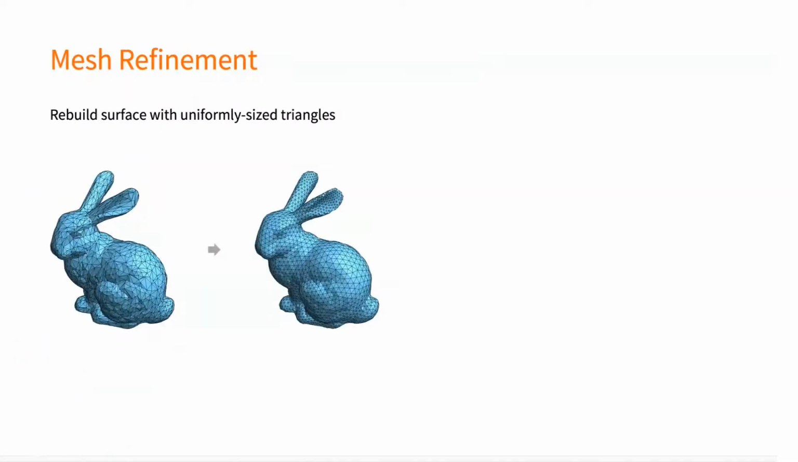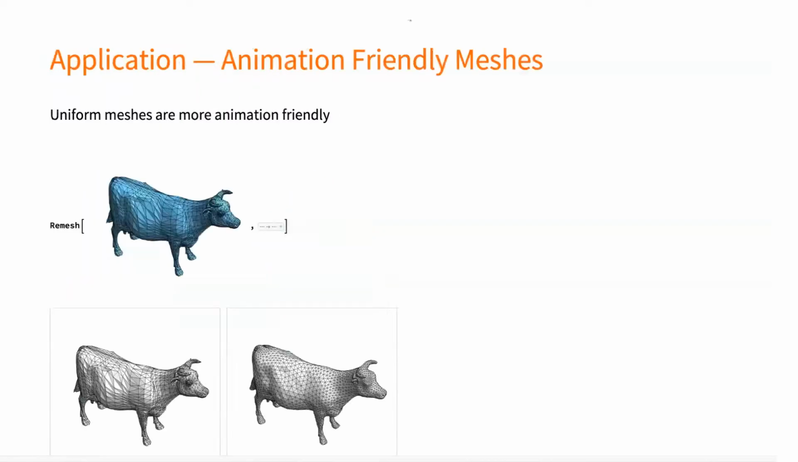Our final technique here is mesh refinement. Here the goal is to rebuild a surface made of triangles of various sizes and shapes into one made of uniformly sized triangles. This can be very helpful in areas such as finite element methods, as well as reducing certain rendering artifacts. So another application is making meshes more animation friendly.